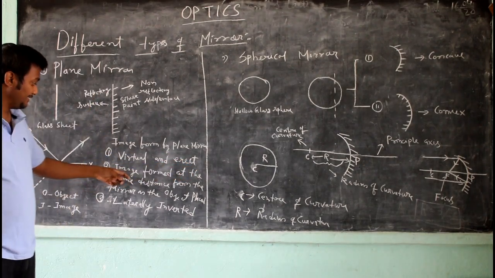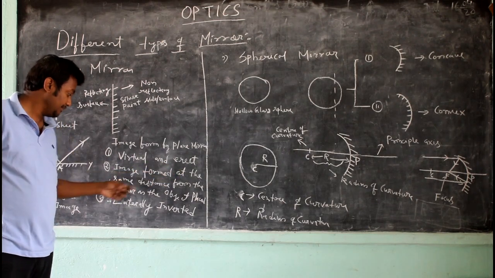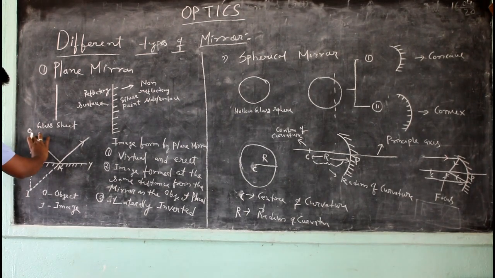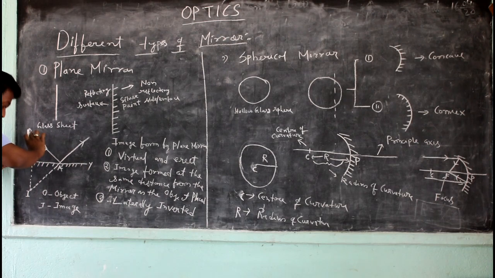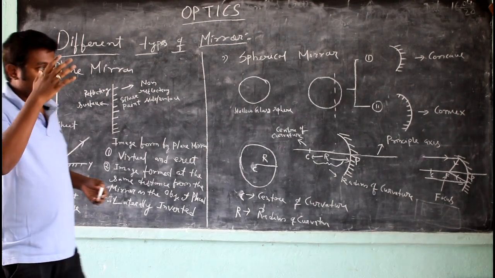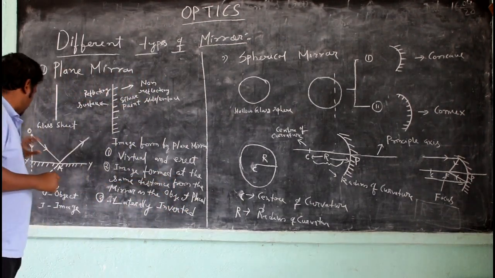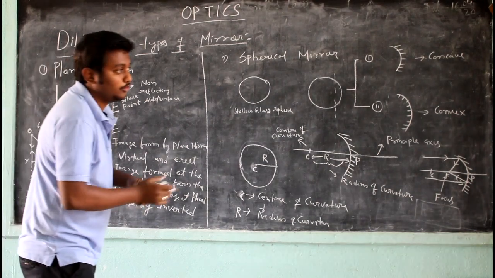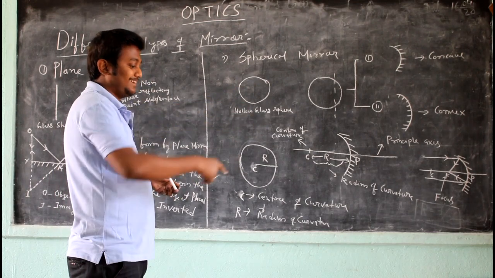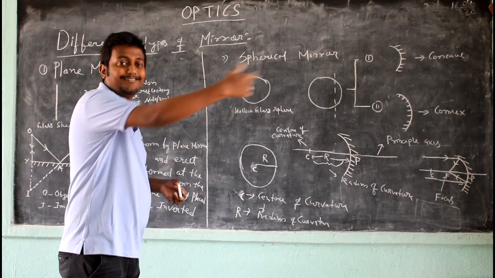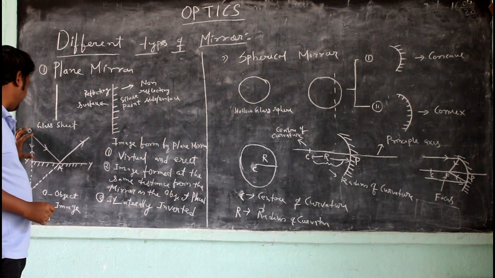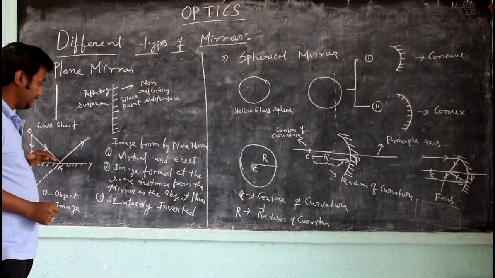Now number 2 is the image is formed at the same distance from the mirror as the object is placed. See, the distance of the object from the mirror is the same as the distance of the image from the mirror. That means when you see your image in a plane mirror, the image is at the same distance behind the surface of the plane mirror as you are in front of it. That is, the distance of the object from the plane mirror is equal to the distance of the image from the plane mirror. Okay, this is number 2.